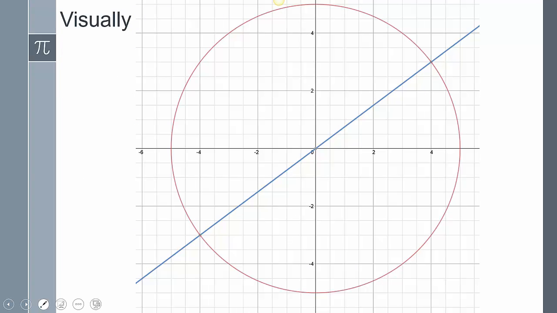This is what it's going to look like if I were to graph it. Those were the solutions that I had just found, that point and that point right there.